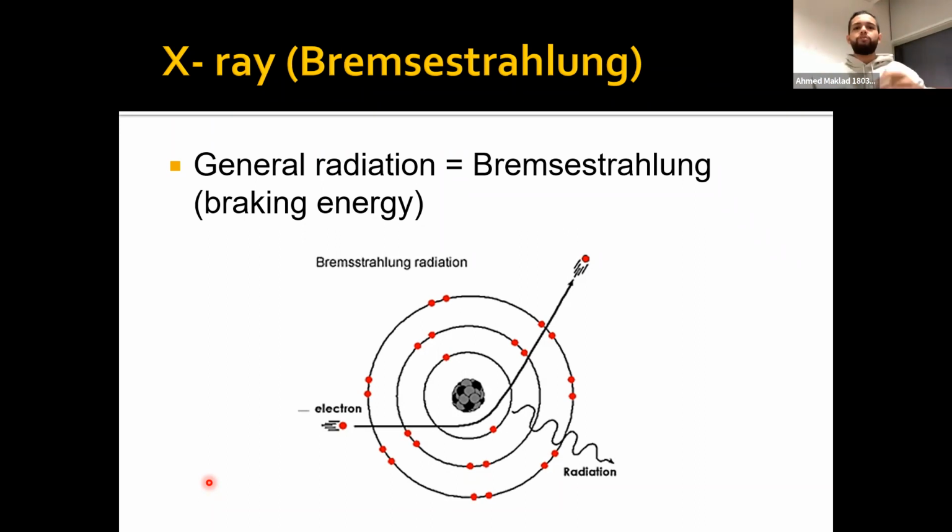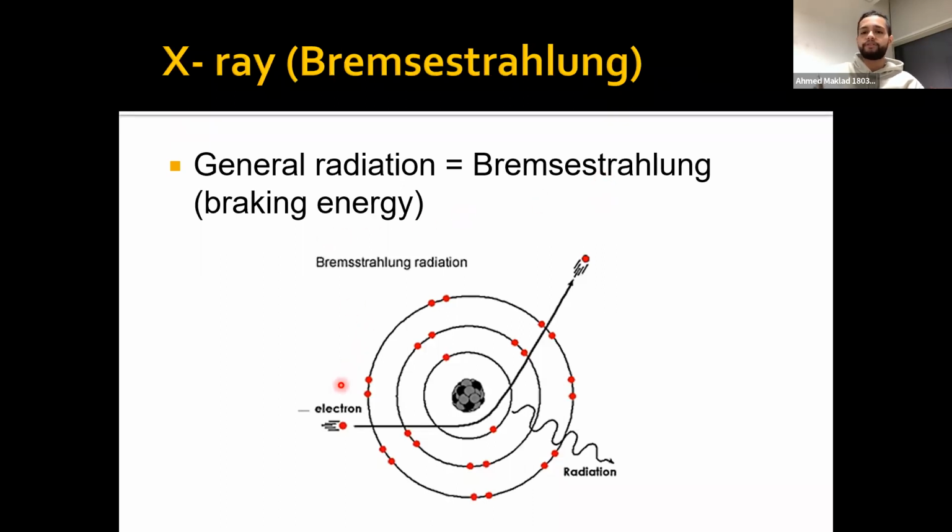Now, I doubt they're going to ask you about detailed physics, like how the electrons interact with the atom. I highly doubt it, but I'm going to explain it for the sake of completion. General radiation is also called by another name; Google it, I guess. I'm not going to attempt to say it.